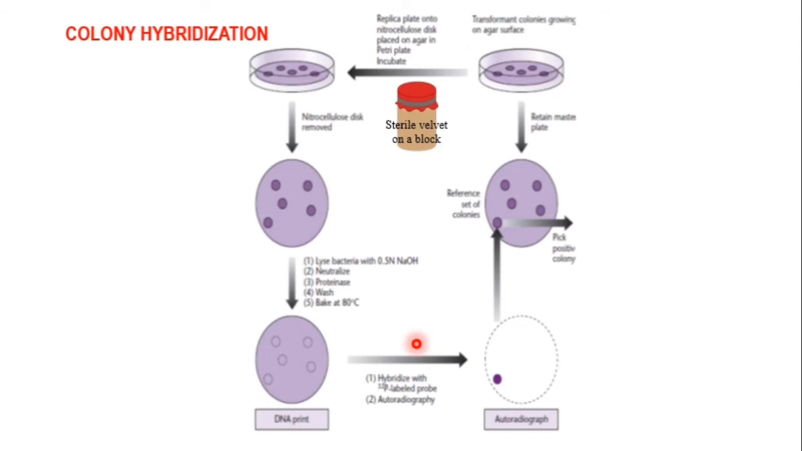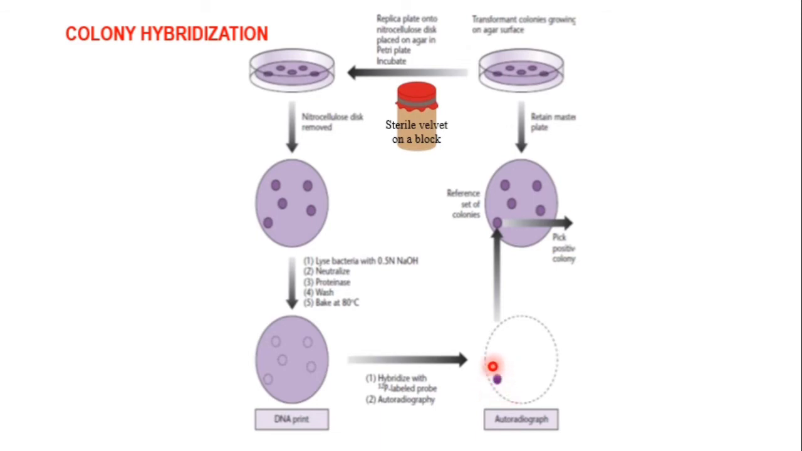Okay, to check which colony's DNA this probe is bound to, we'll expose this nitrocellulose membrane to autoradiography, because these probes are radiolabeled, and expose it to X-ray film. At that time we'll get a spot here. That spot contains our desired DNA.